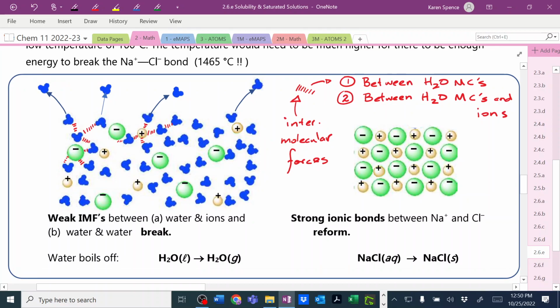And the thing to remember about intermolecular forces, are they strong or are they weak? They are weak, okay? So IMFs are weak. So when we heat it up to 100 degrees Celsius and everything starts moving very quickly, the particles have enough energy to break the intermolecular force at the surface and go off into space. Yes?